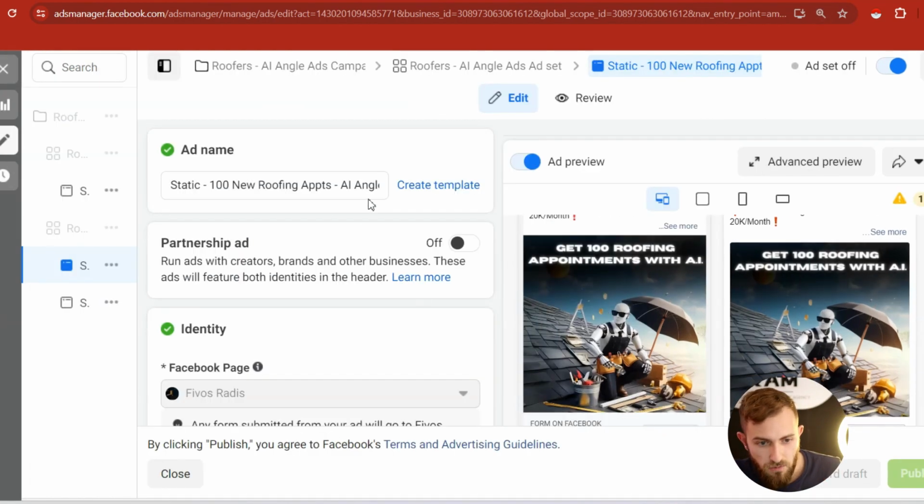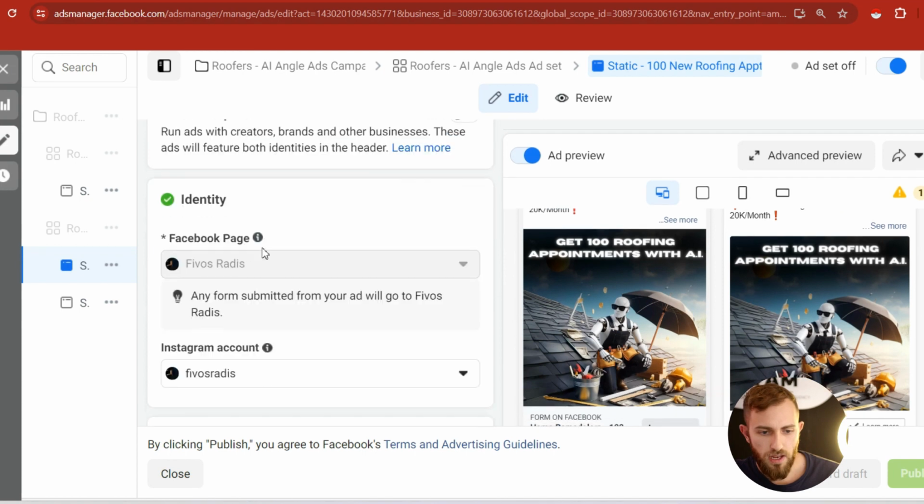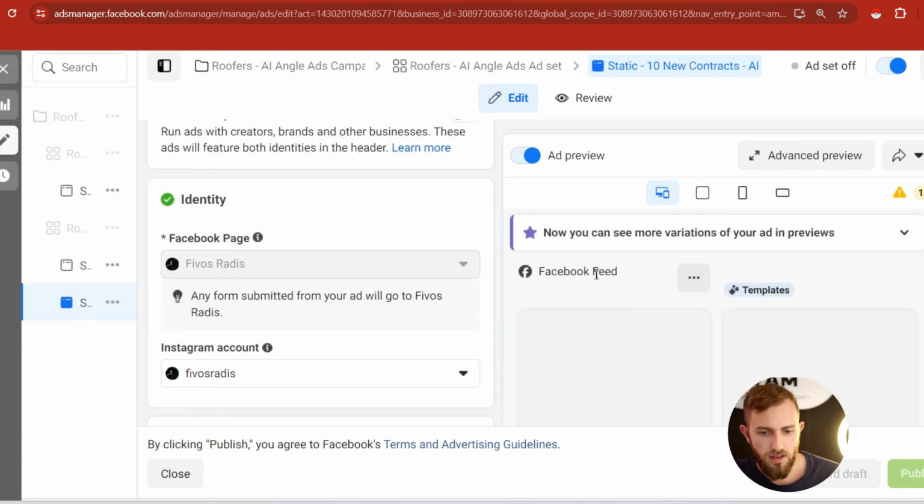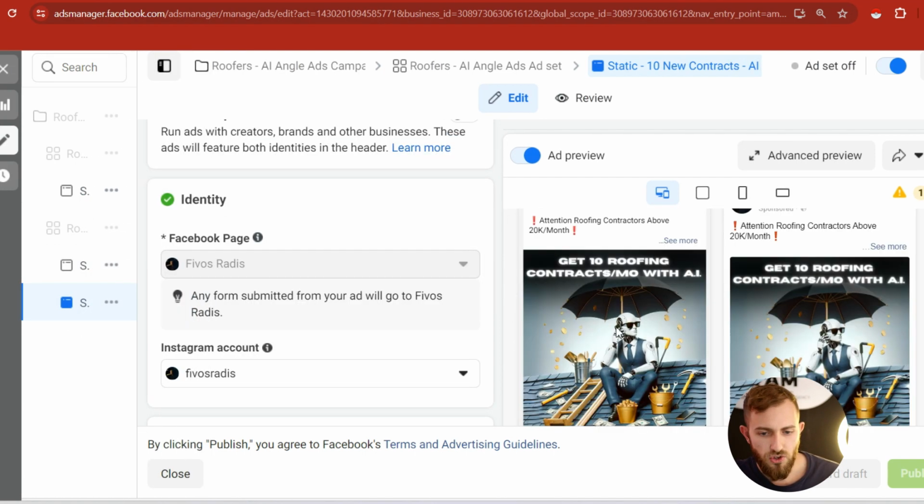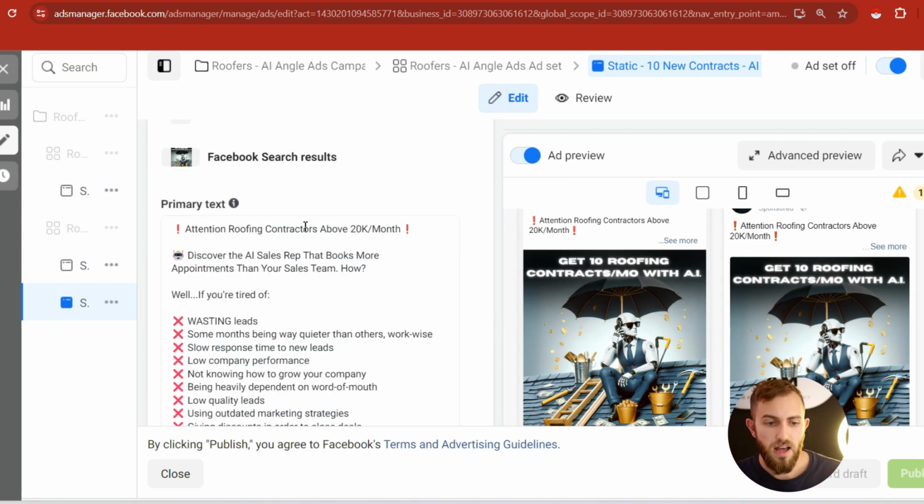Like I was doing something with AI. I basically was pitching 100 roofing appointments with AI. This is something that grabs attention. It's kind of mysterious, like, okay, how am I gonna get 100 appointments with AI? And this is one thing over here, the creative, the actual creative. And by the way, this was the other creative, which is super cool. And this one, actually, this was the best ad that I ran. Get 10 roofing contracts a month with AI. And this is the other thing over here.